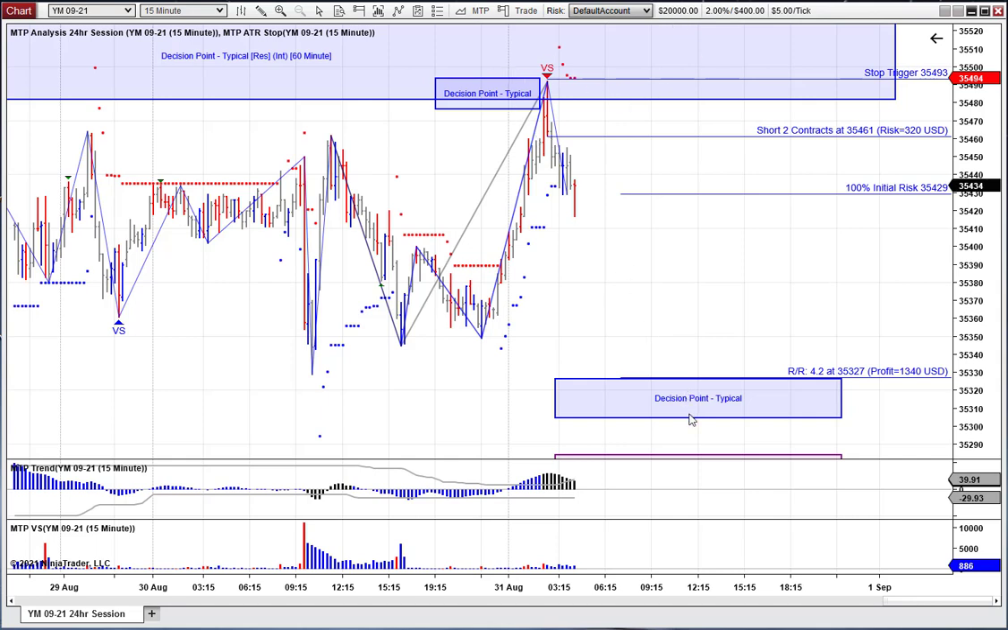Our target is down here at the first DP zone, the typical DP support zone, where if the market gets there, obviously this is real-time data here, so it hasn't got there, but if it gets there, the potential profit would be just over 4 times the initial risk. If it stops you out, the loss would be 1R or 1 risk unit. So that's what we're looking to do with MTPredictor.